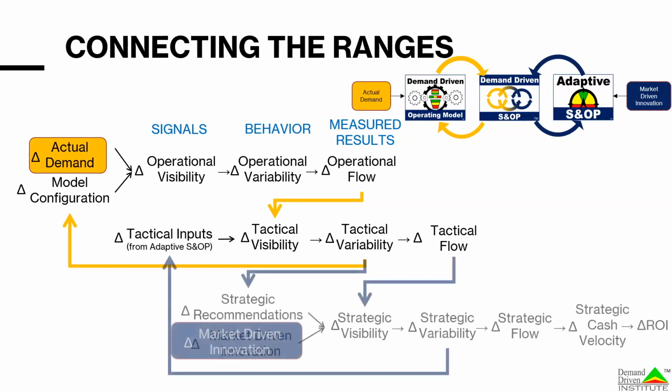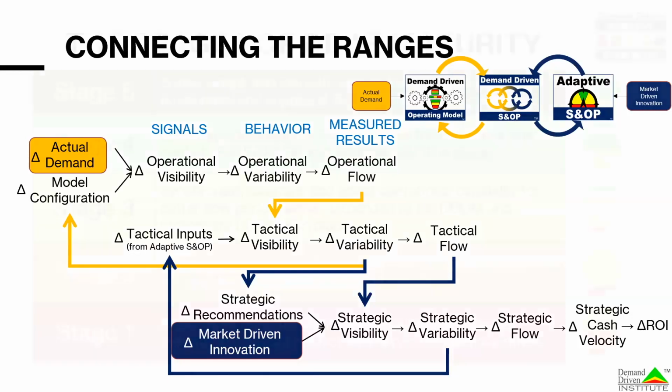Now let's connect it to the strategic side. Tactical flow, so the flow in the period, then becomes strategic visibility combined with strategic recommendations from DDS&OP. Do we need a new shift? Do we need a new warehouse? And market-driven innovation, vision from our leadership. That creates behavior. This is adaptive S&OP. Then that feeds back to our tactical inputs. Here's what's coming at you guys. Do your model thing. All right? That's how it all hooks together.